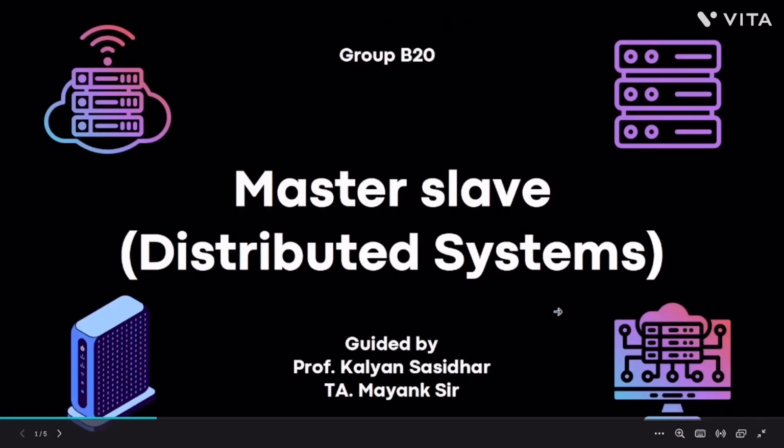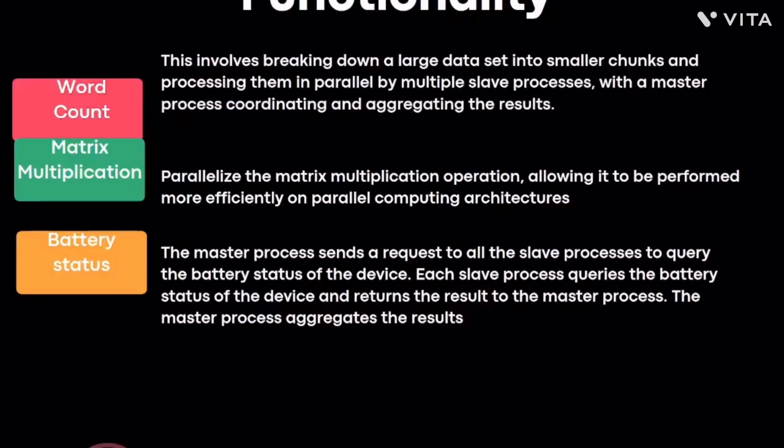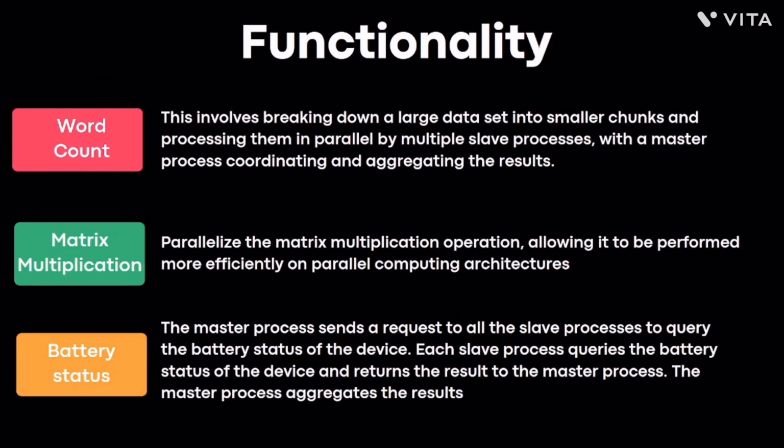So hello, here we are group B20 and our topic is master slave architecture. Our main functionality in our system is word count, matrix multiplication and battery status or health status.